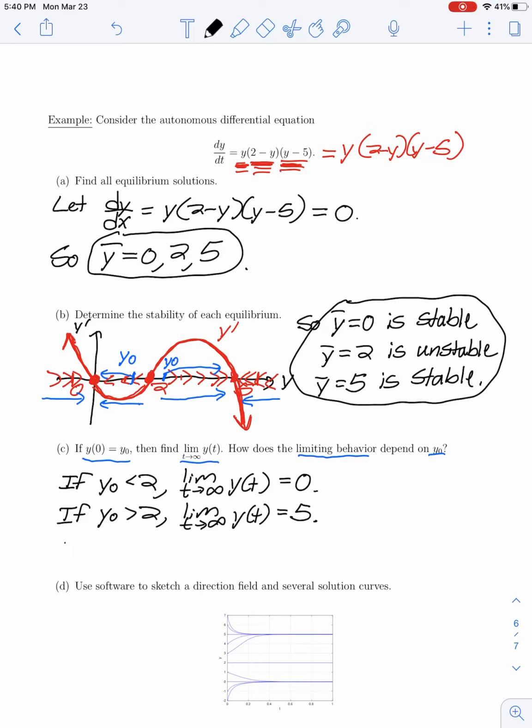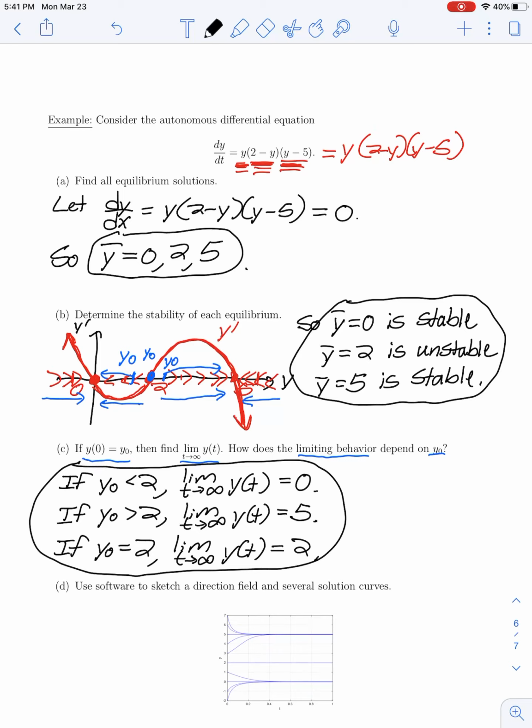Now, the only other case which we have not considered is the case that y naught is exactly 2, in which case the limiting value of our solution is 2. Now, why 2? Well, 2 was an equilibrium solution. If I start at exactly 2, then we're stuck at 2 forever. 2 was an equilibrium, a value from which there is no change. So we have the following summary for the limiting value of our solutions, depending on what our starting value of y is.